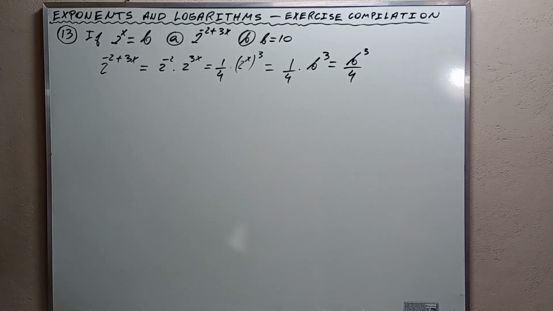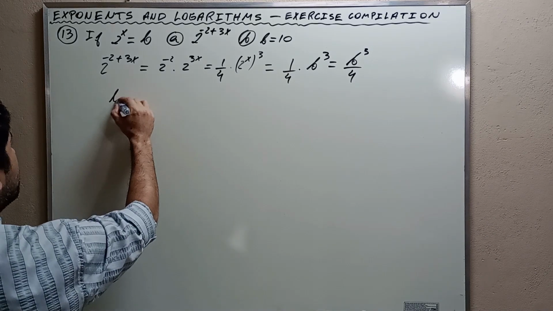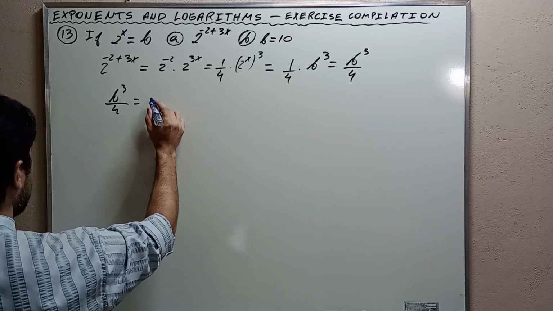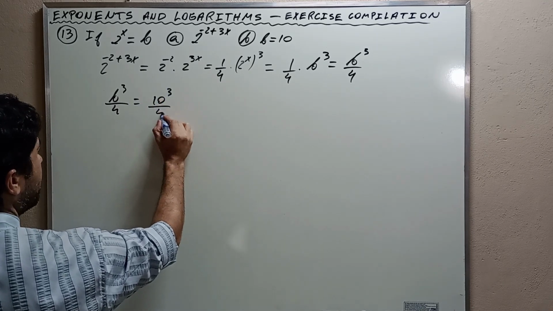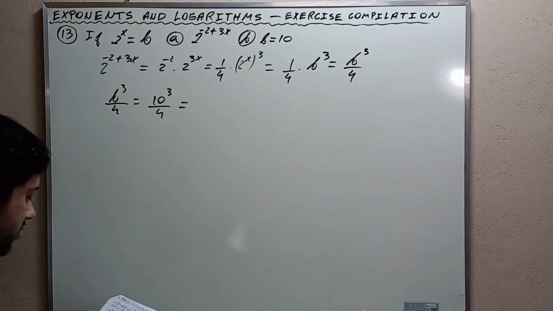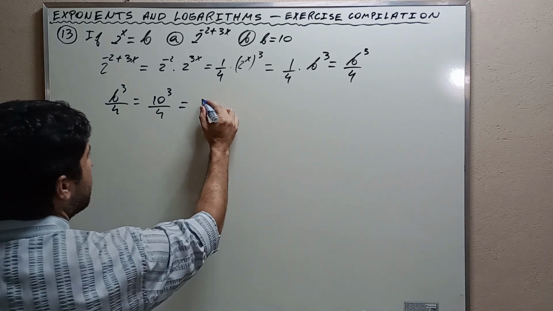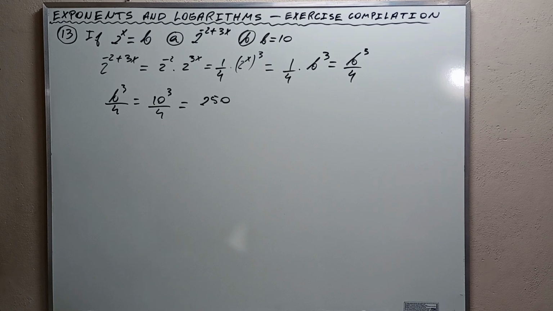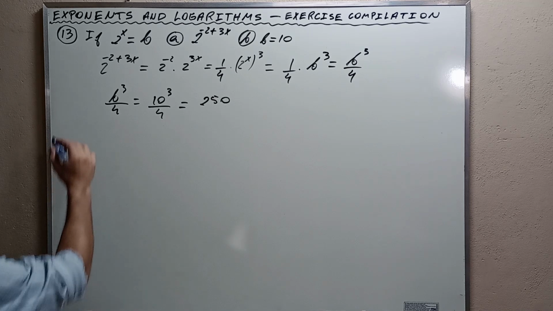This is for letter A. Now for letter B, we want the result if b is equal to 10. Simply, b cubed divided by 4 is going to be 10 cubed divided by 4, and we know that 10 cubed is 1,000, and 1,000 divided by 4 is 250. This is exercise 13. Let's go to exercise 14 now.